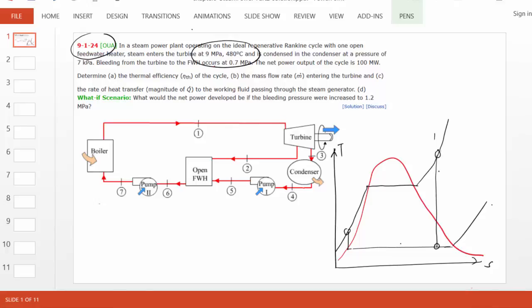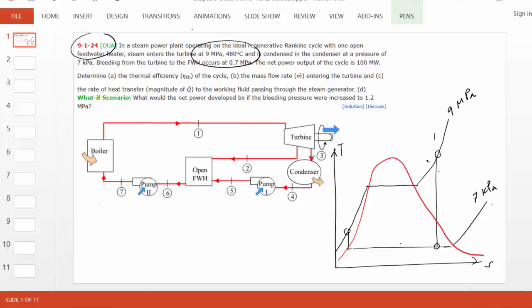So in the TS diagram, state 1 is well known. We know two properties. We can find any other properties. And its exit pressure is 7 kPa. As you can see, the condenser is at a pressure of 7 kPa. So this must be, the low pressure line is 7 kPa and the high pressure line is 9 MPa. So a normal cycle will be somewhat like this.